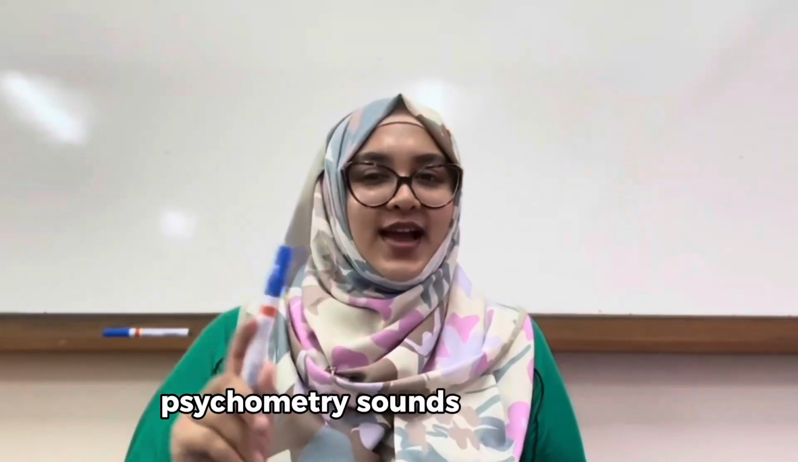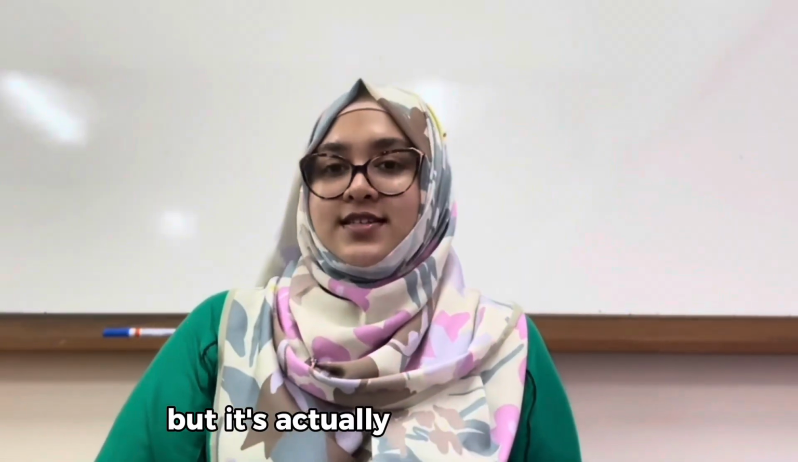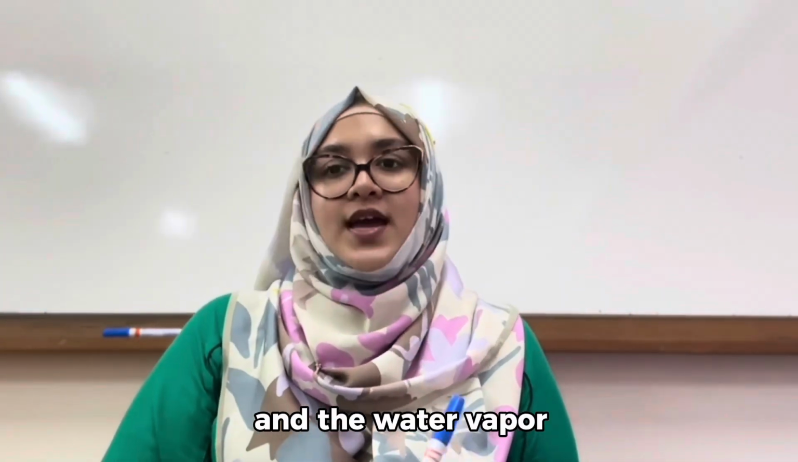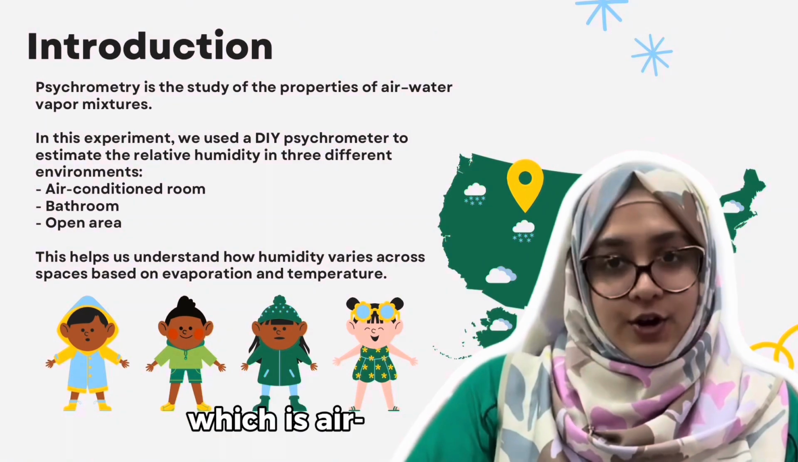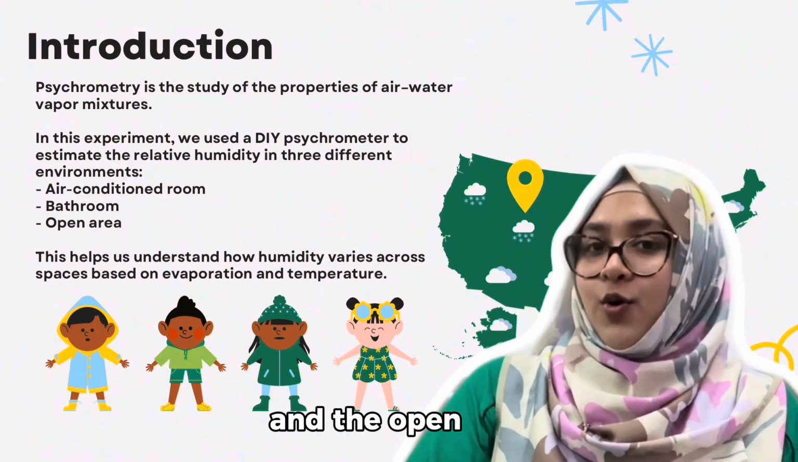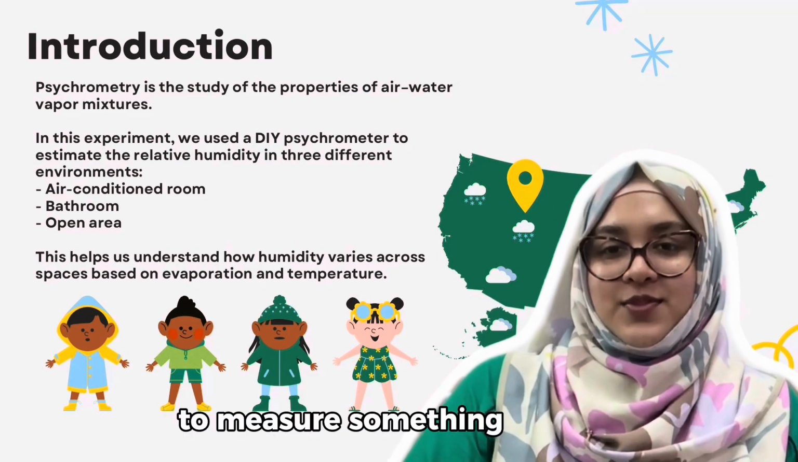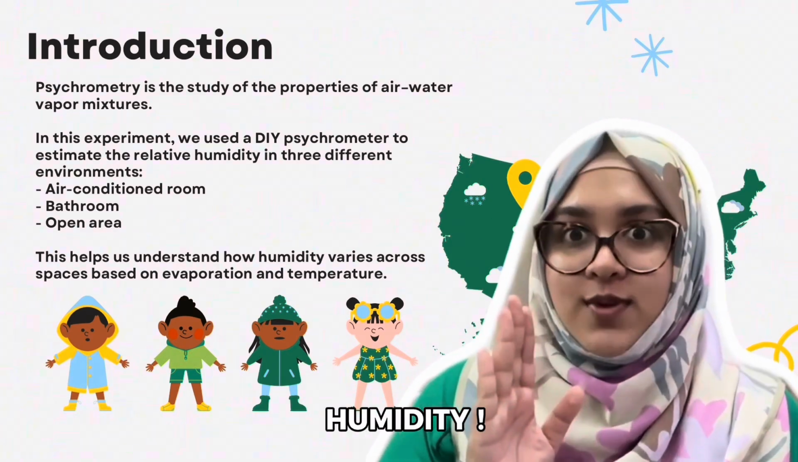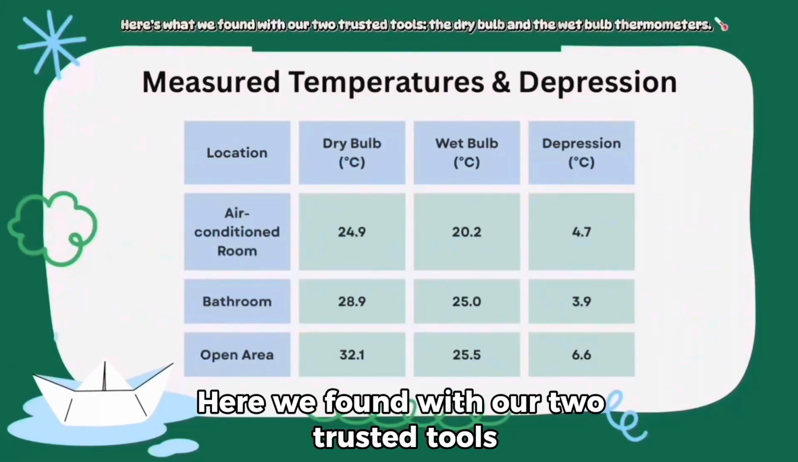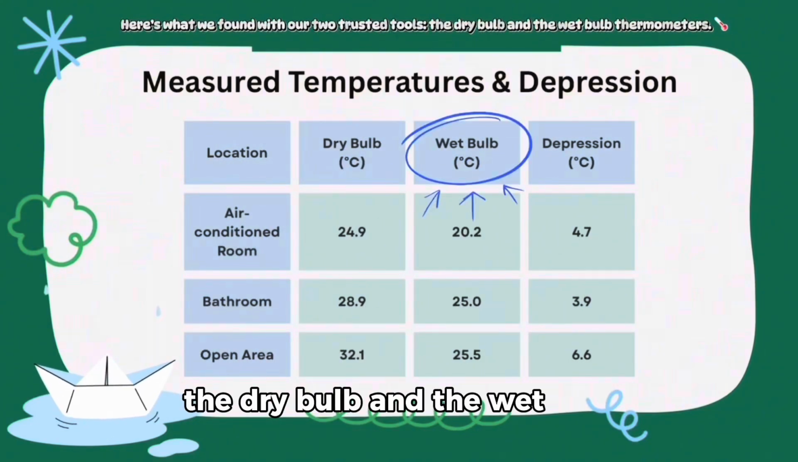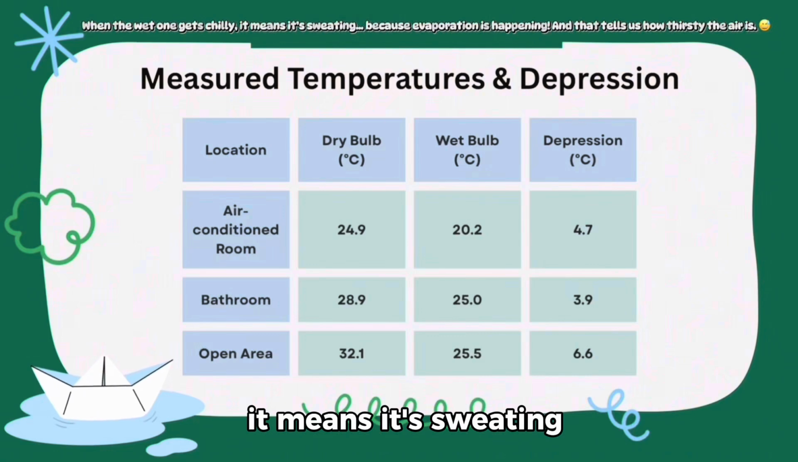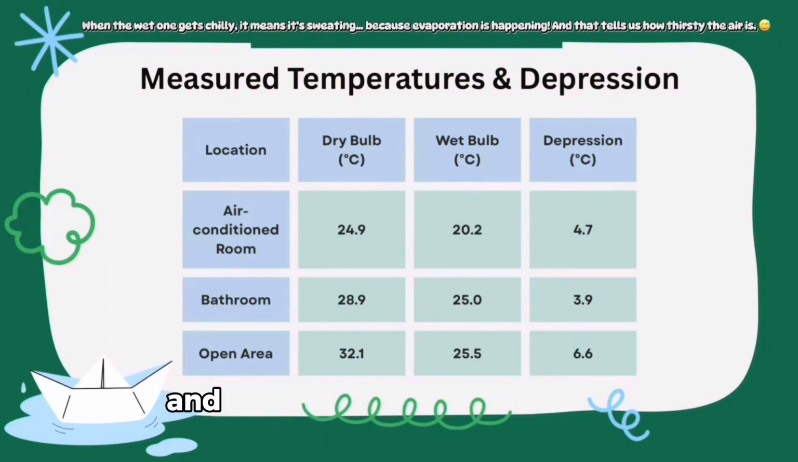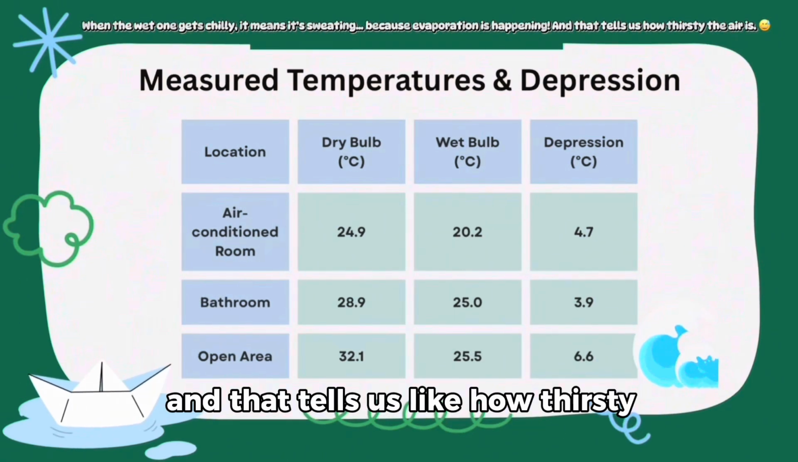Psychrometry sounds like a magic spell, right? But it's actually the science of air and water vapor. In this project, we entered 3 different zones, which are the air-conditioned room, the bathroom, and the open area, to measure something invisible, which is humidity. We used our 2 trusted tools, the dry bulb and the wet bulb thermometers. When the wet one gets chilly, it means it's sweating because evaporation is happening, and that tells us how thirsty the air is.